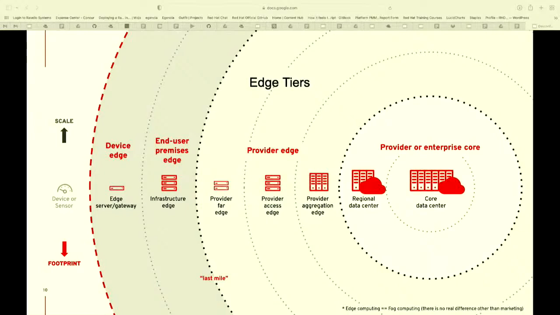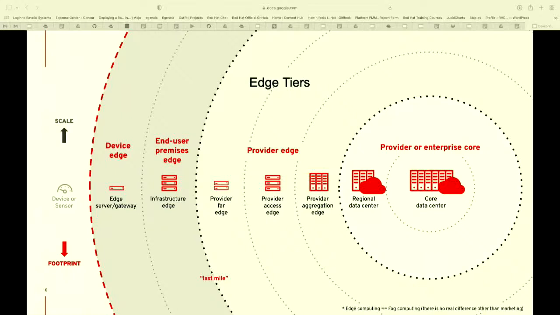Another important point is where is the edge located? There's no single edge. The idea here is that there are different tiers of edge. For example, starting from the right-hand side, that's the core of this circle or onion diagram, the center. As you roll out towards the left, for telecommunication service providers, their edge, instead of my core data center in a region, could be a city like Boston. But it could also be a radio hub, right?